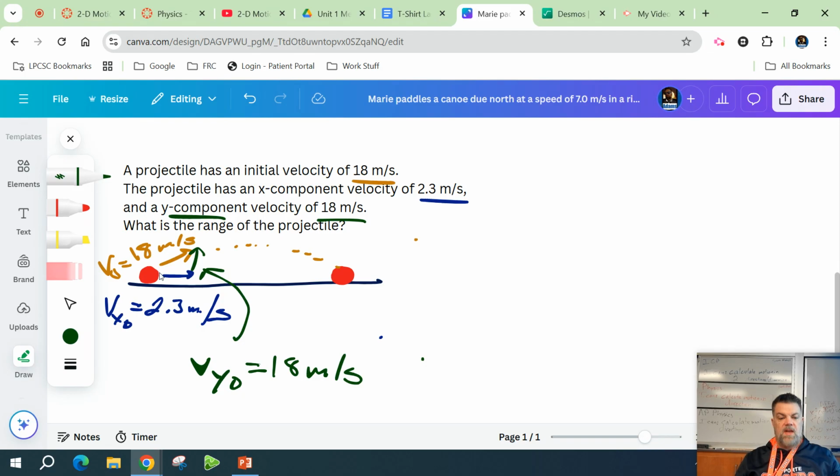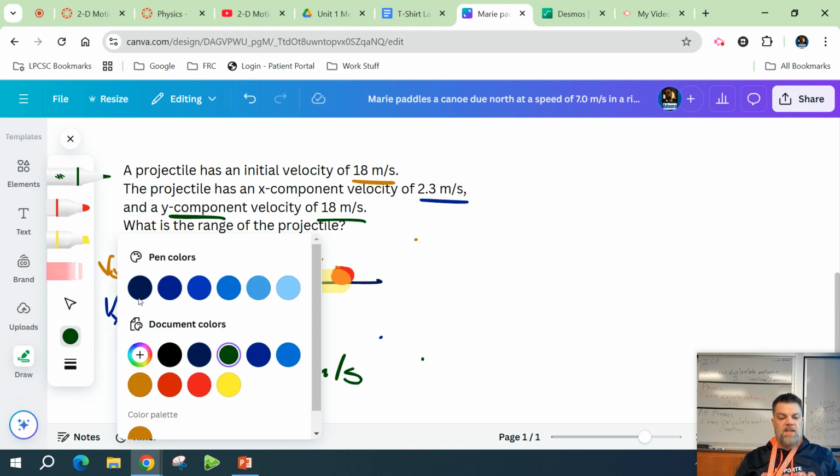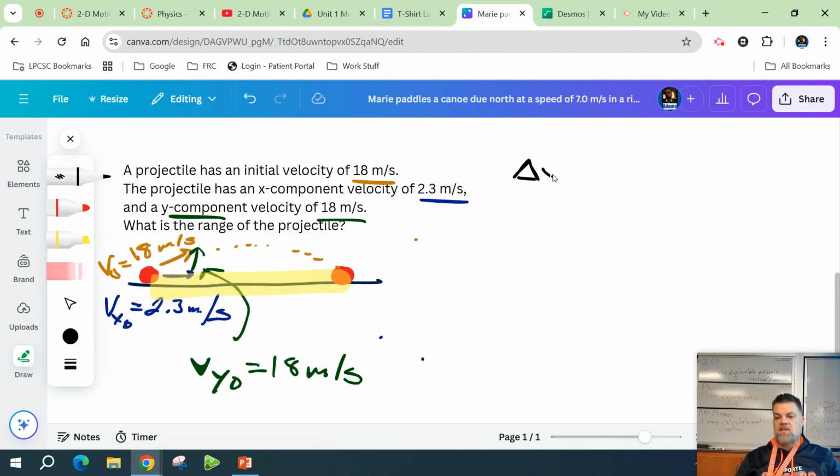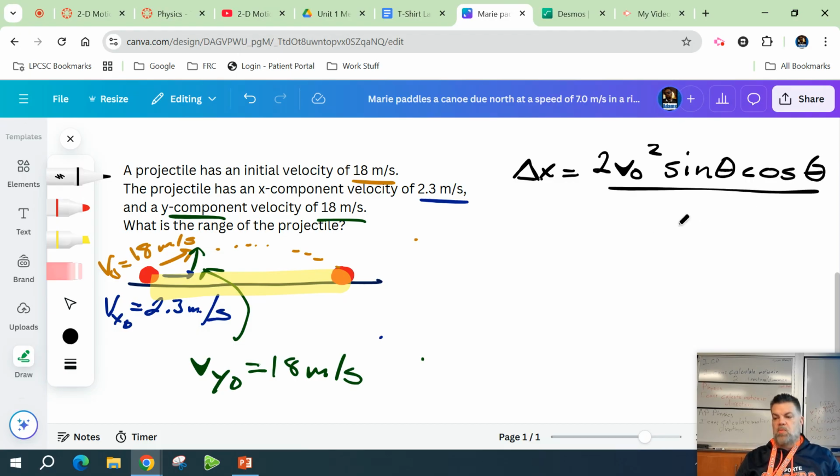And it says, what's the range? So the range that we're looking for is the distance from here all the way over there. Okay. Well, how do I find that? Well, that's the range equation, right? So what's the range equation? Delta x is equal to 2 times the initial velocity squared times sine of theta times cosine of theta divided by 9.8.